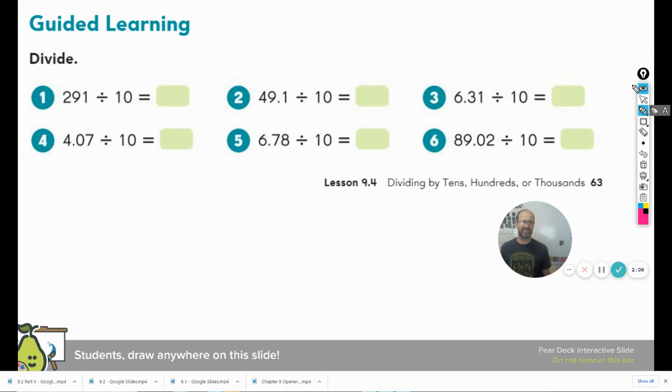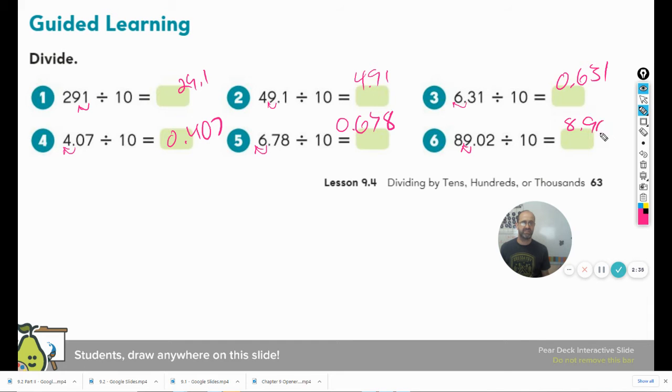Pause me. No, don't pause me. You just get started on this because I'm about to get ripped in about 3 seconds. 2, 1. All right, moving that decimal there, that decimal there, and so on. 29 and 1/10, 4 and 91 hundredths, 0 and 631 thousandths, 0 and 407 thousandths, 0 and 678 thousandths, and 8 and 902 thousandths. Impressive, isn't it?